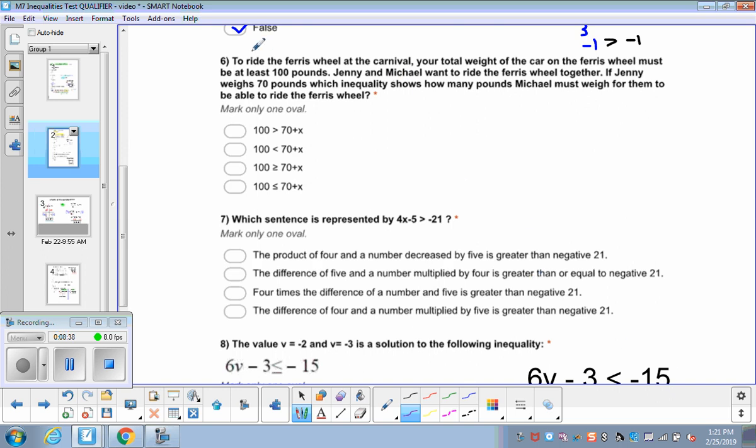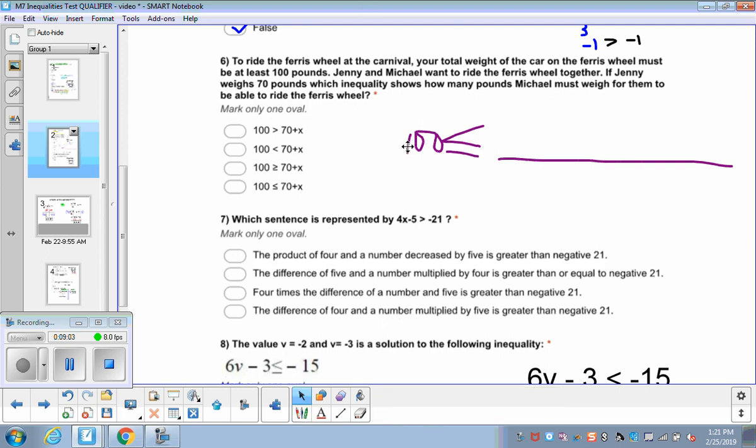For number 6, to ride the Ferris wheel at a carnival, your weight on the car of the Ferris wheel must be at least 100 pounds. So if you're looking at the 100 pounds and this is how much you weigh, you have to weigh more than 100 pounds in the cart to be able to ride. It also says at least, which means you could weigh 100 pounds and still be able to ride.